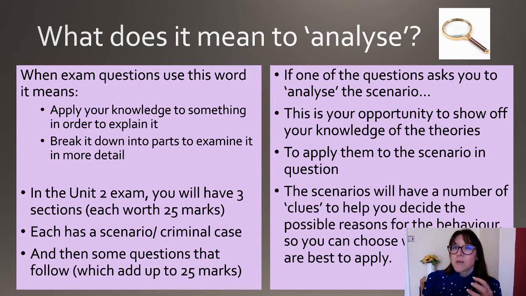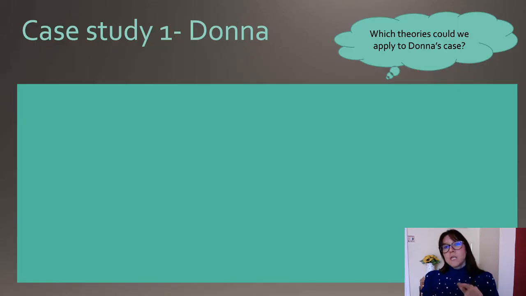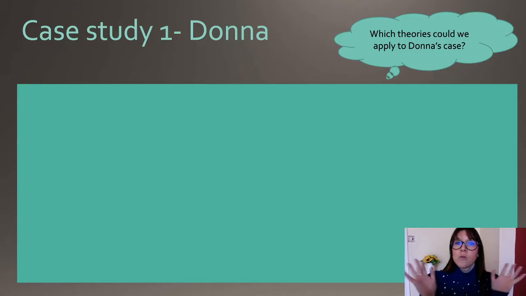So the scenarios will always have a number of clues. The crime should be fairly obvious and there should be a variety of them. And you have to decide the possible reasons for the behaviour so you can choose which theories are best to apply. So this is the one that we did together as a class, so it's just a complete general one, made up, and this is one that we tried first of all together.